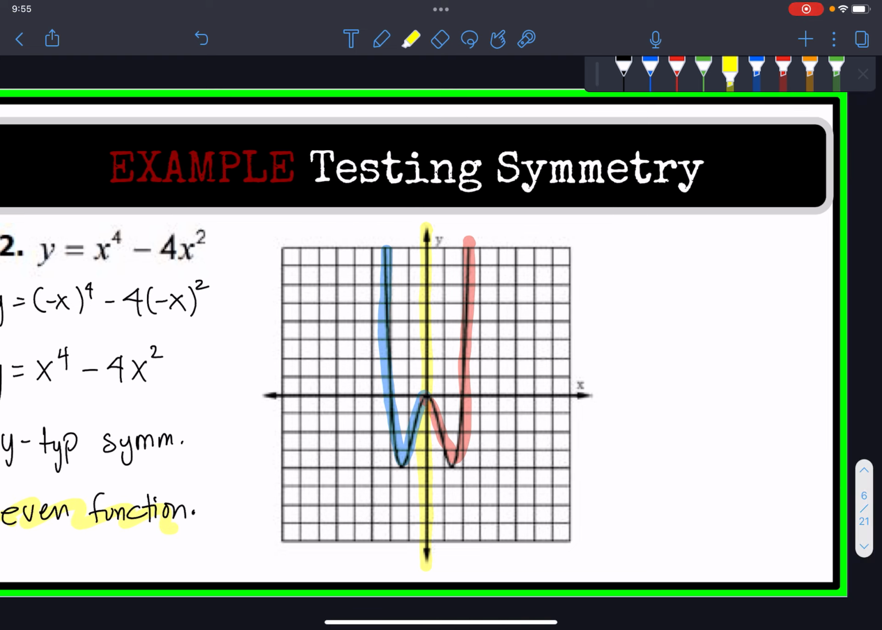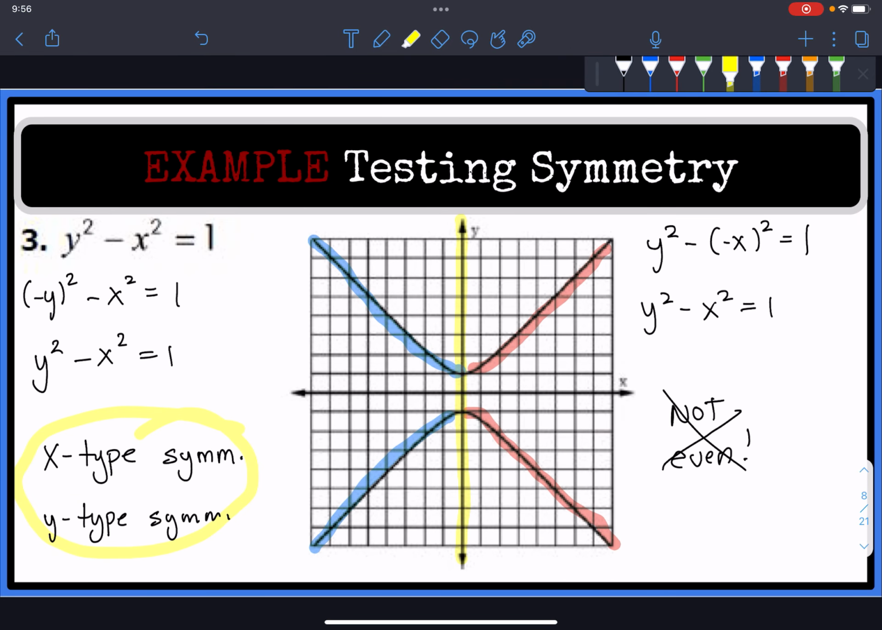But if something is symmetrical through the x-axis and the y-axis, or the x-axis and the origin, then it's not an even or an odd function, okay? Not a function at all. Like in this example right here, even though this is symmetrical to the y-axis, it is not referred to as an even function because it also has that x-type symmetry, that x-axis symmetry. And let me just change those words.